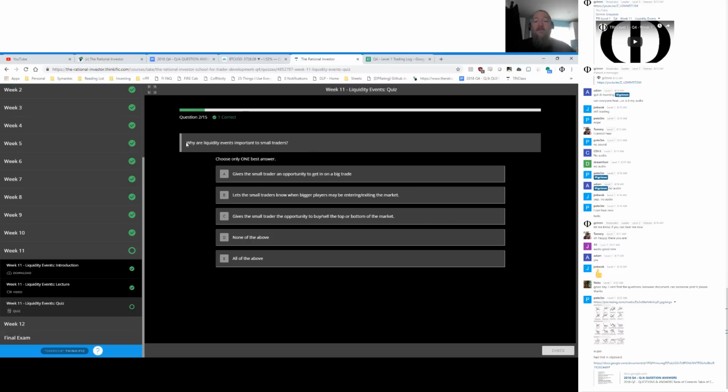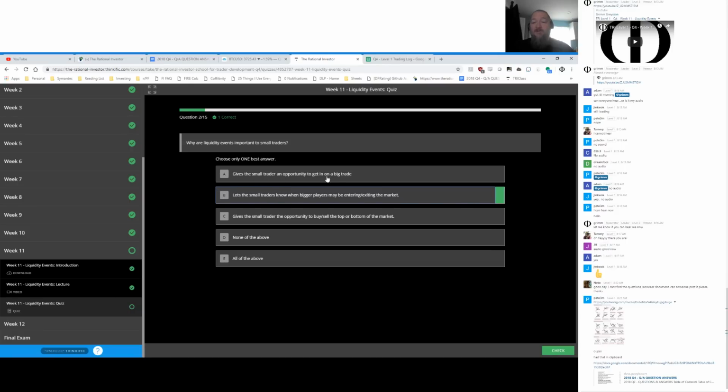And why are liquidity events important to small traders? And that is, they let the small traders know when the bigger players may be entering or exiting the market, right? Volume indication, volume analysis with OBV and volume impetus can be pretty strong right here, okay?